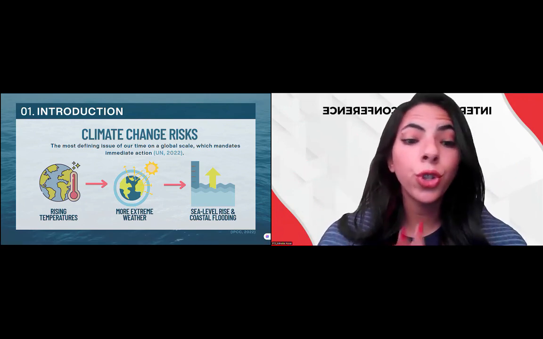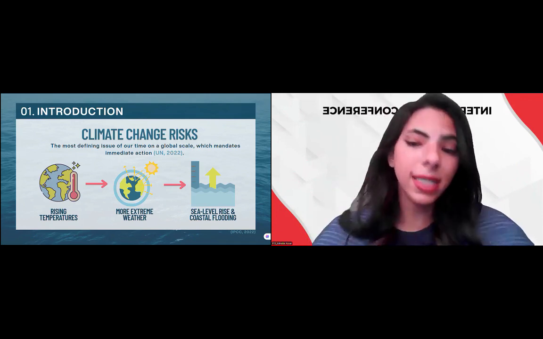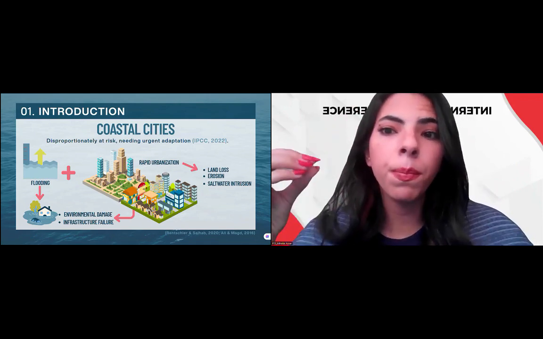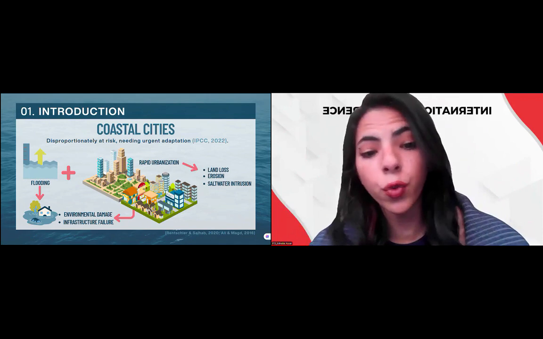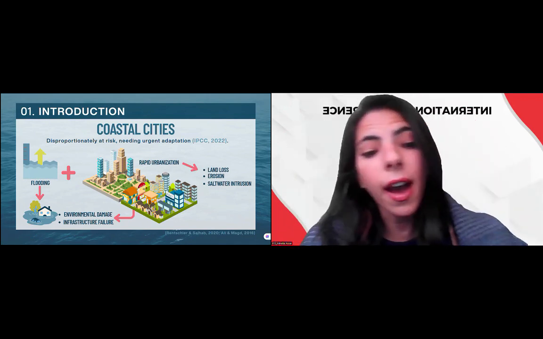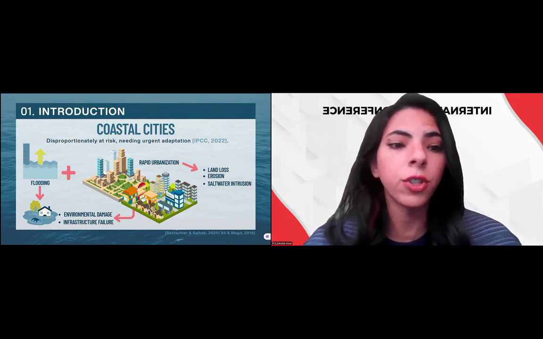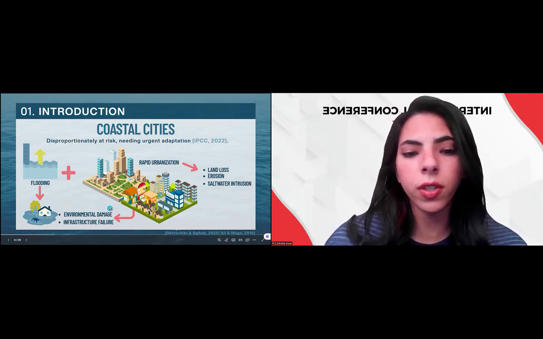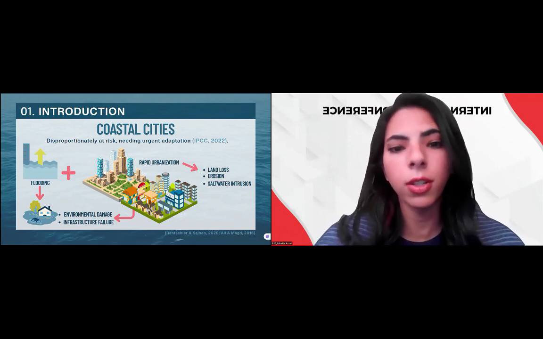And that leads to, on a specific scope, which is the problem that we're tackling, sea level rise and coastal flooding. So the main vulnerable entity when it comes to sea level rise and coastal flooding are, of course, coastal cities. Those have disproportionate risk and they need urgent adaptation. Naturally, flooding would lead to environmental damage, infrastructure failure, and of course, massive displacement and loss of life.